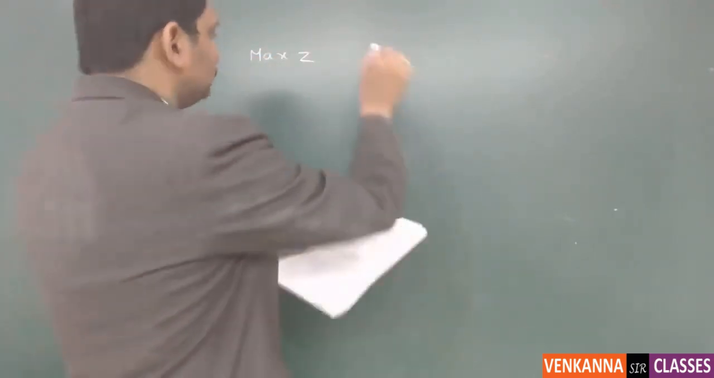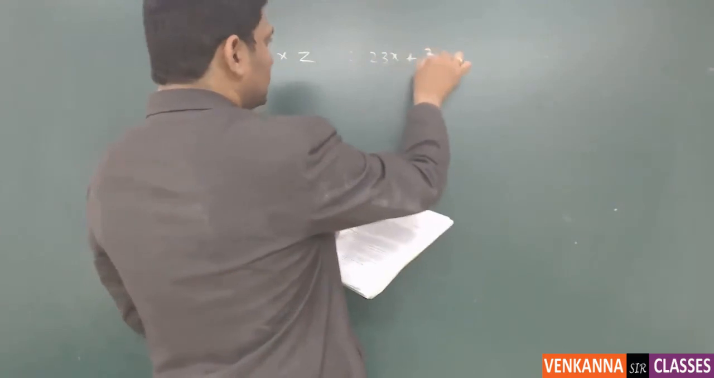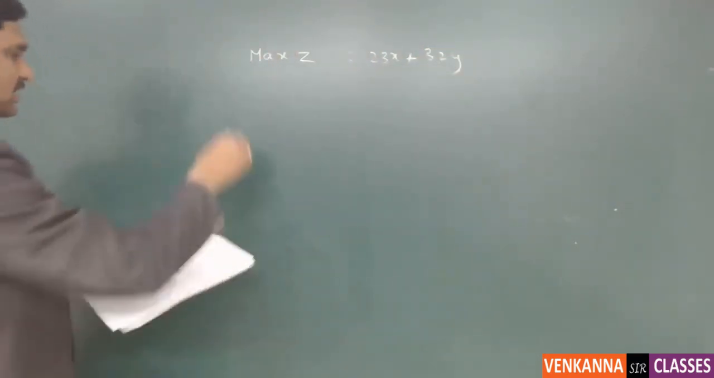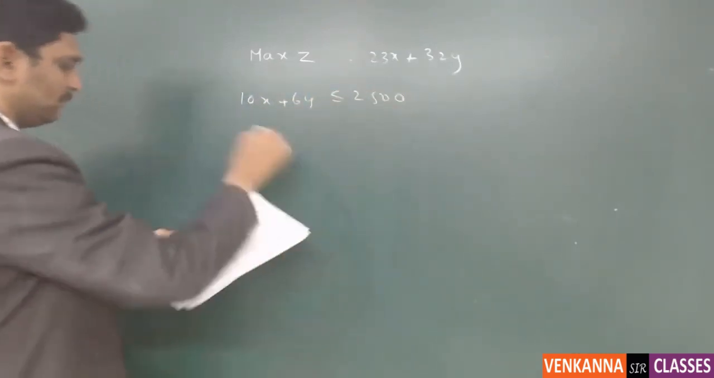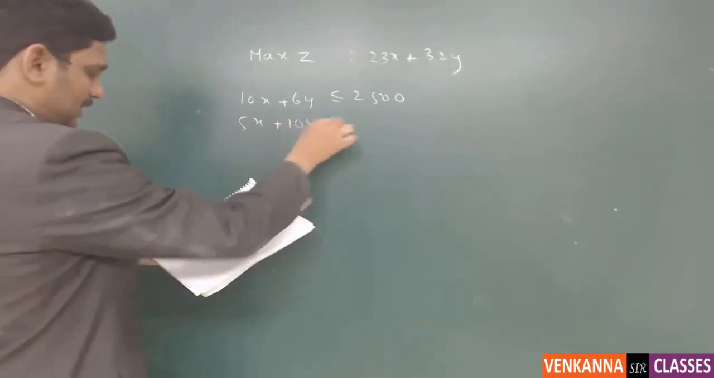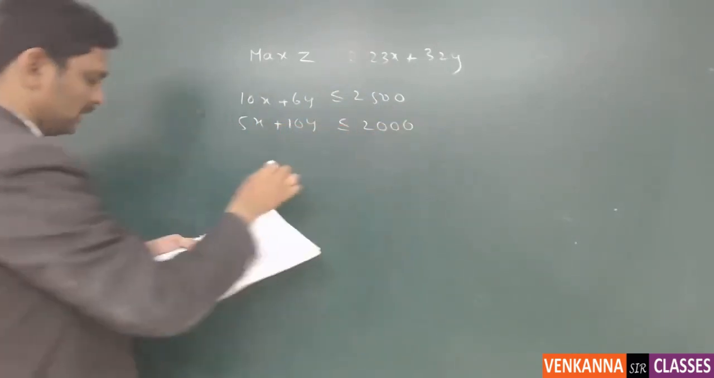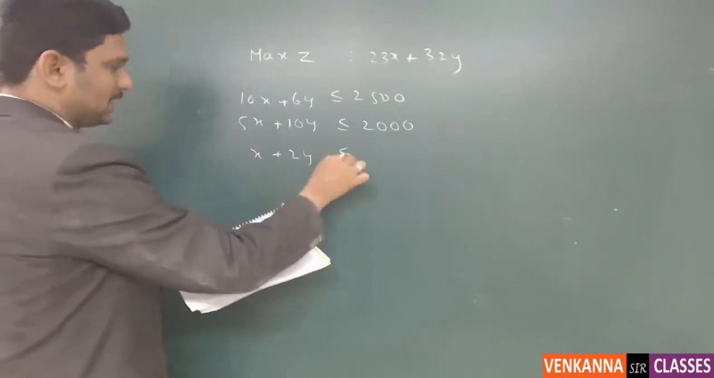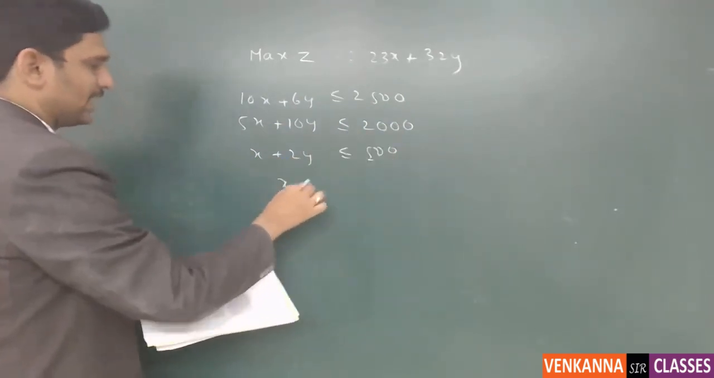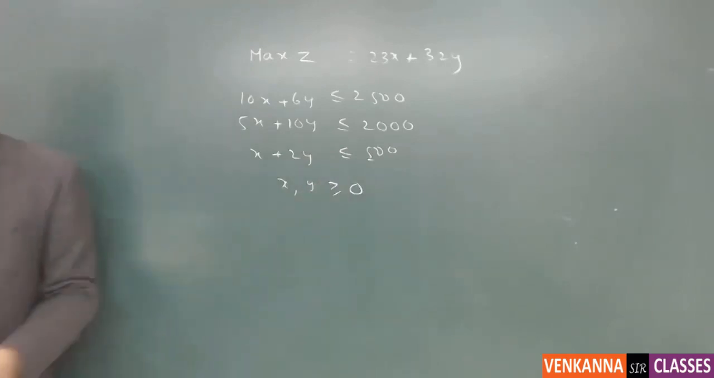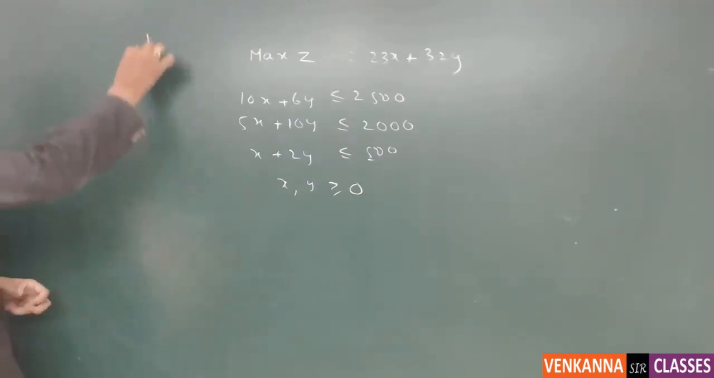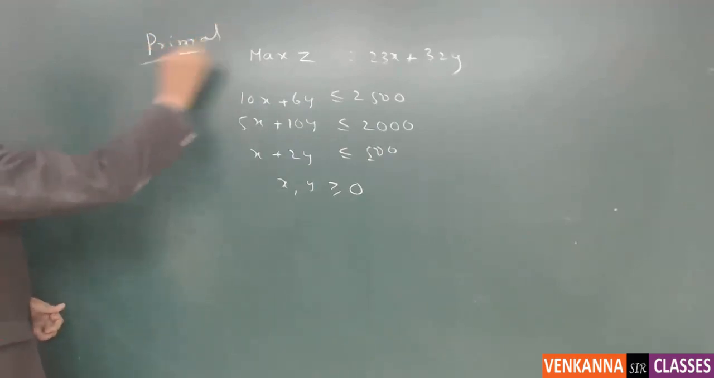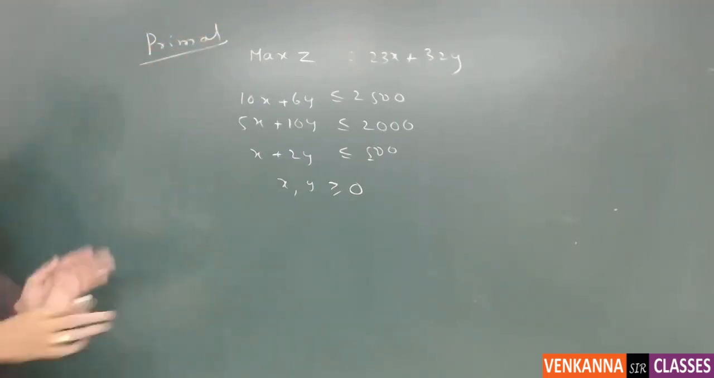Maximize Z = 23x + 32y with the conditions that 10x + 6y ≤ 2500, 5x + 10y ≤ 2000, x + 2y ≤ 500, where x, y ≥ 0. This is the problem which is given. We call this problem the primal problem, and we are going to build the dual for this problem.